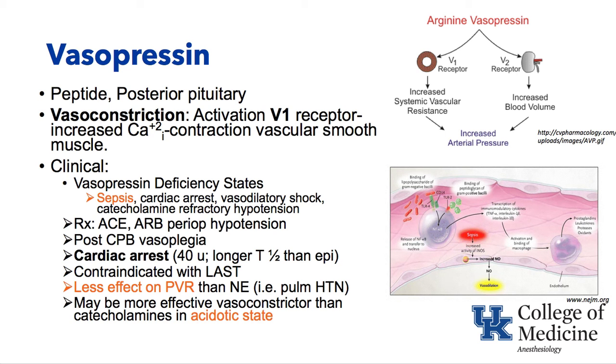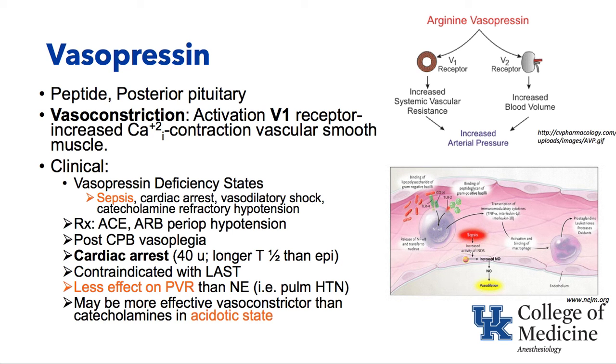ACE and ARB, when they are administered in the perioperative period before surgery, occasionally can result in severe hypotension in the surgical time during anesthesia, and hypotension related to ACE, angiotensin converting enzymes, and angiotensin receptor blocker agents. The hypotension can be treated with vasopressin. Sometimes it's resistant to catecholamines.